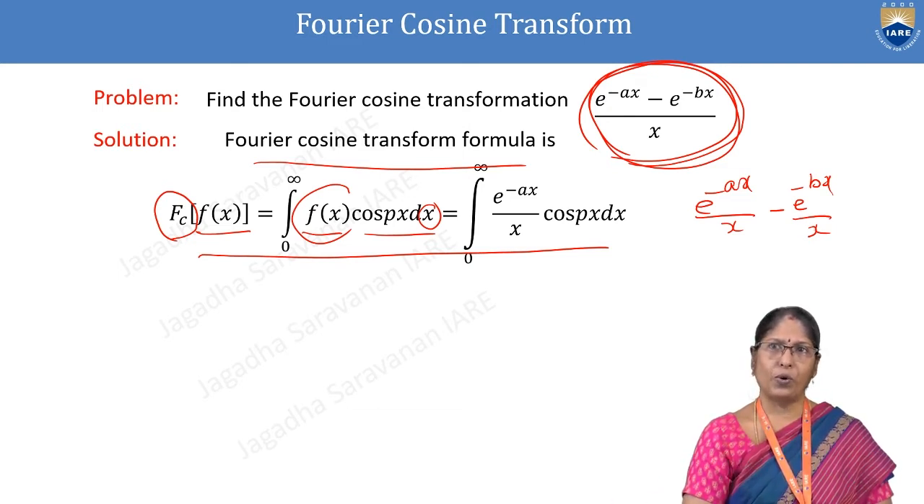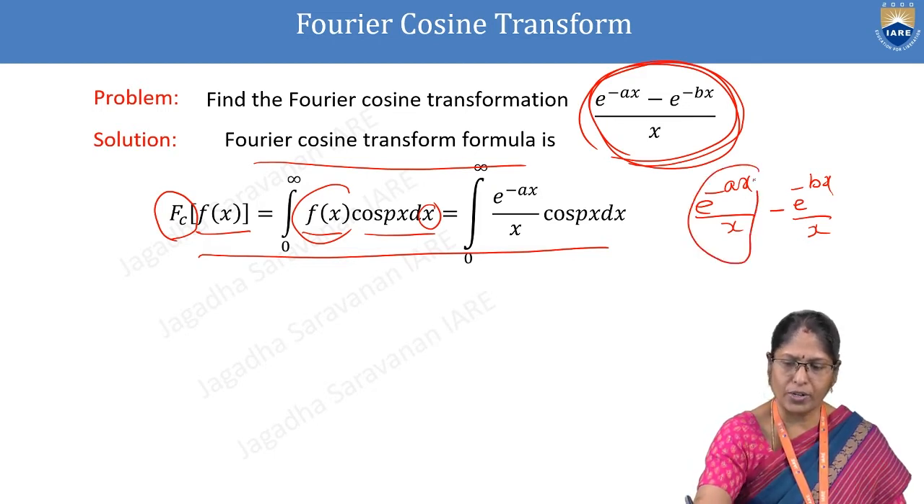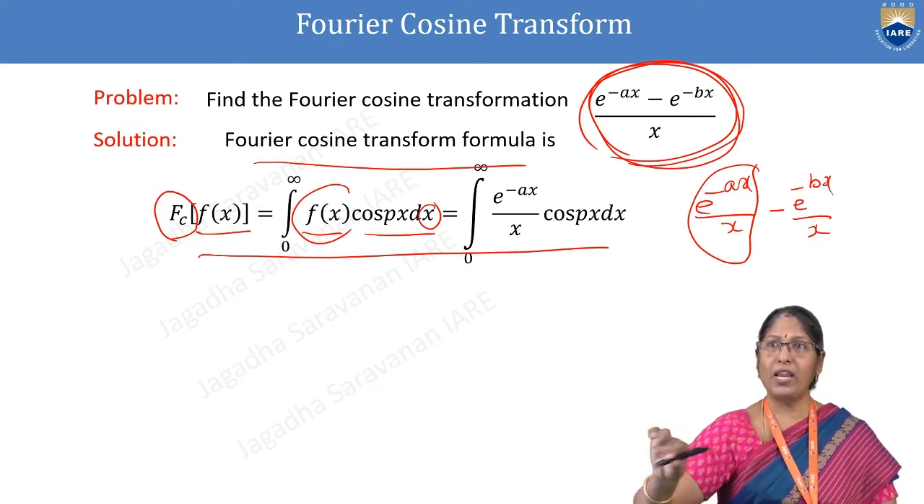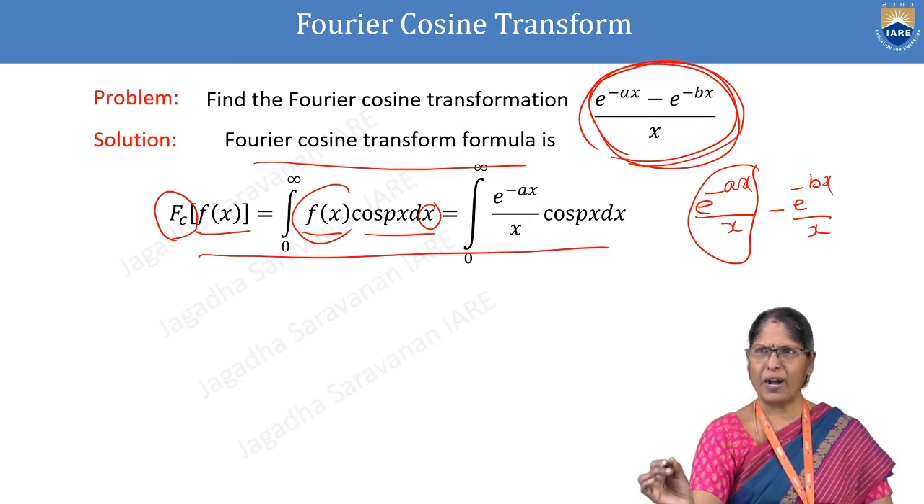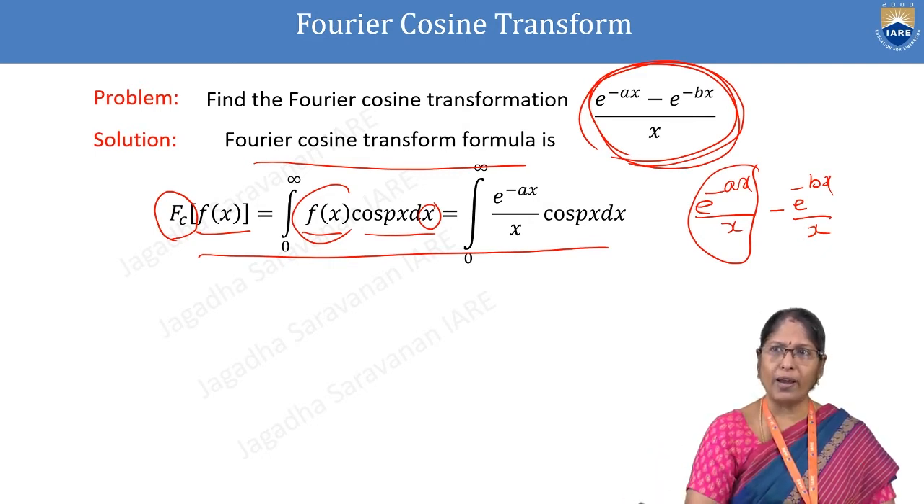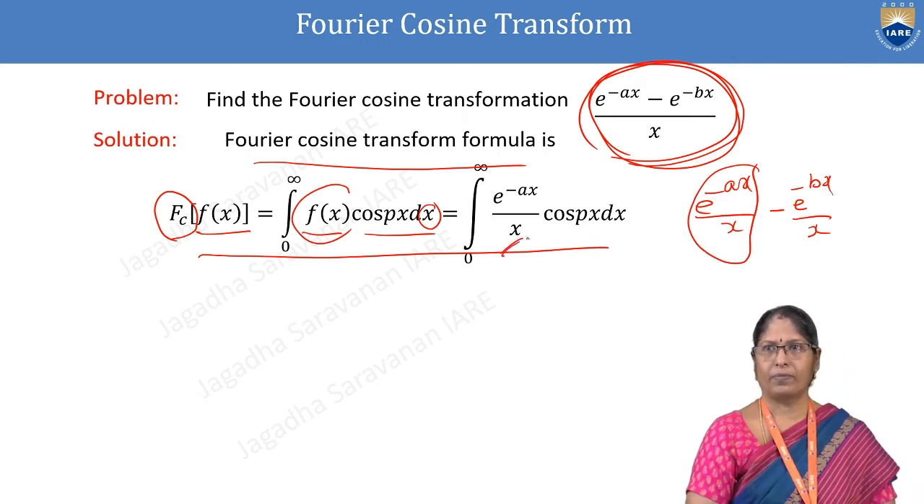Now what we are going to do, this part only we are going to target now. We are not taking the complete one as f of x. Some part of our question, e power minus ax by x, we are taking as f of x. First we will solve it, and we will see what result we get.